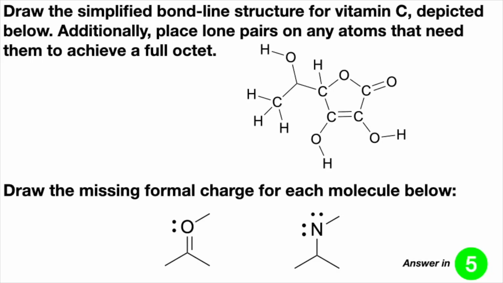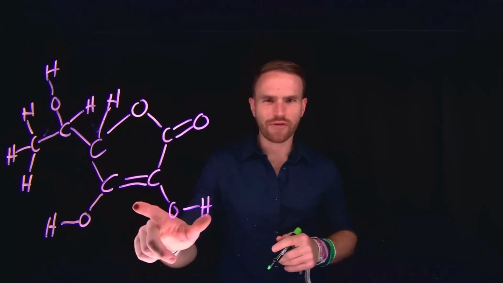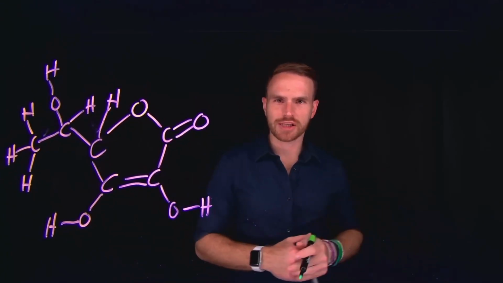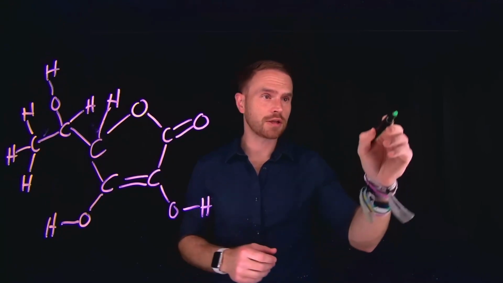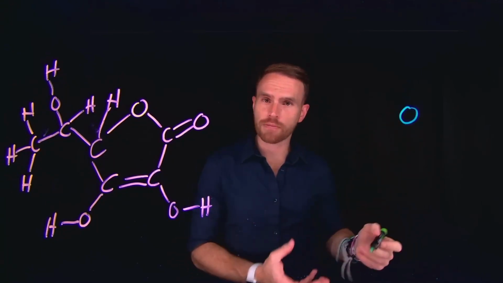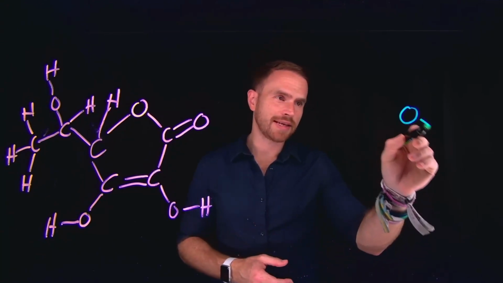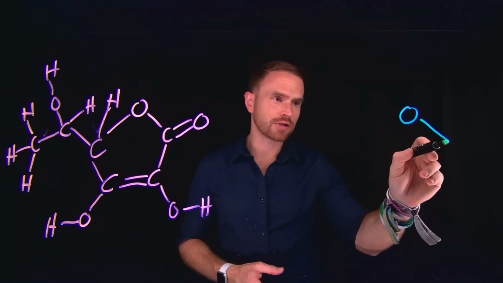Importantly, I would encourage you to pause the video, try these problems independently, and then you can resume the video to check your answers. We can simplify the structure of vitamin C by using the bond line notation that we learned about in this video, specifically knowing that I can omit the presence of carbon and hydrogen bonds by knowing that at each point or at each turn there's a carbon atom.